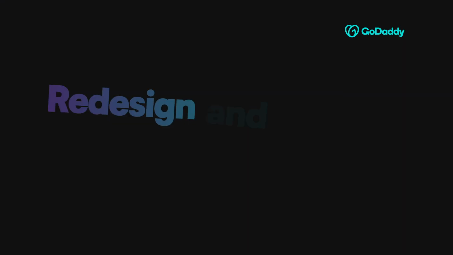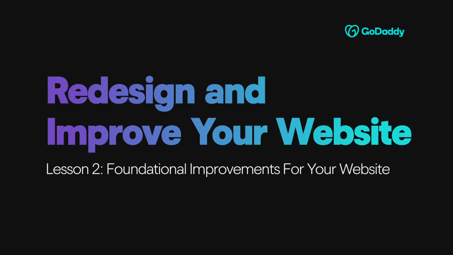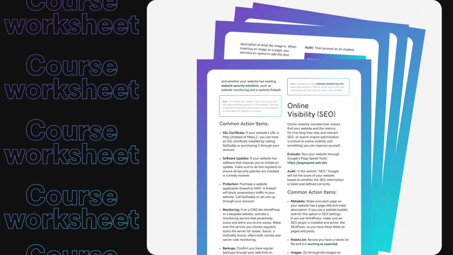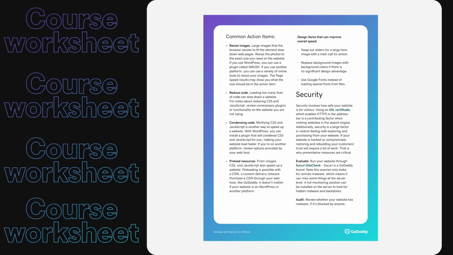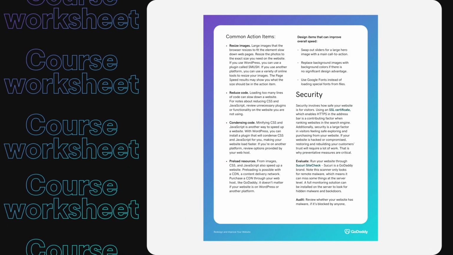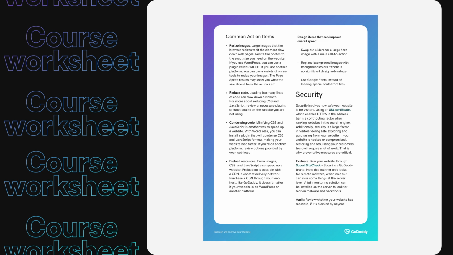For this lesson, we'll focus on those performance, security, and online visibility audits you did in a previous lesson as we move through this course, redesign and improve your website. Let's begin with performance. The download for this course, found in the description below this video, includes a list of action items based on common performance issues. Your audit from the previous lesson may show these or additional items not included here. Since the following are the most common, we'll focus on these.